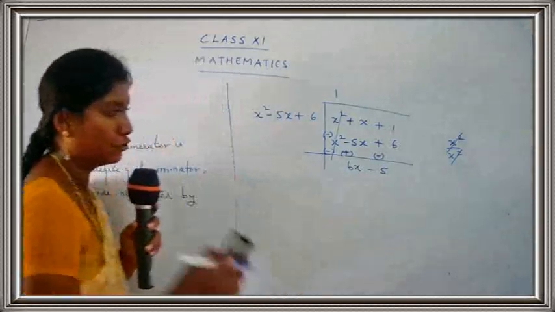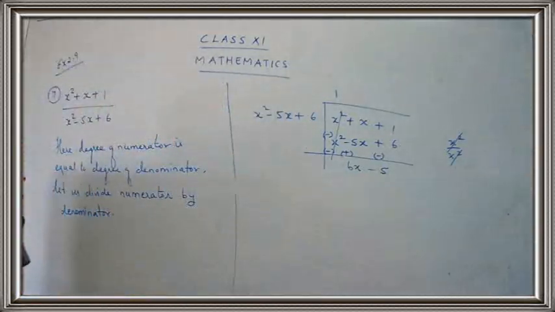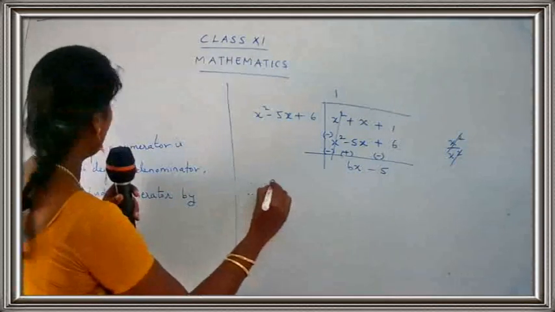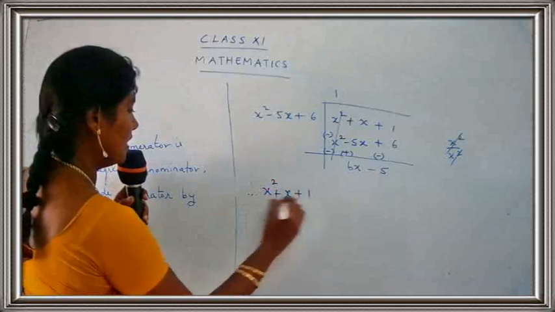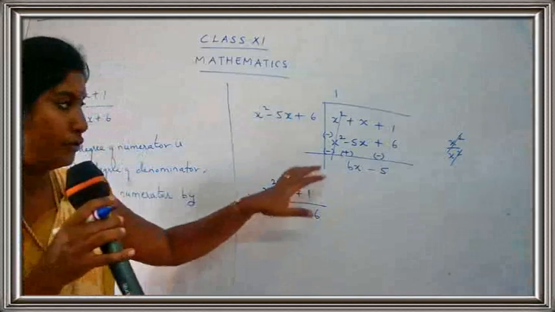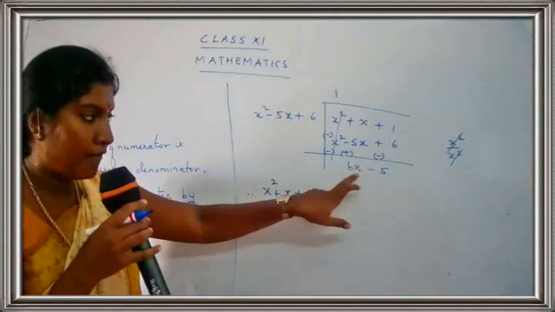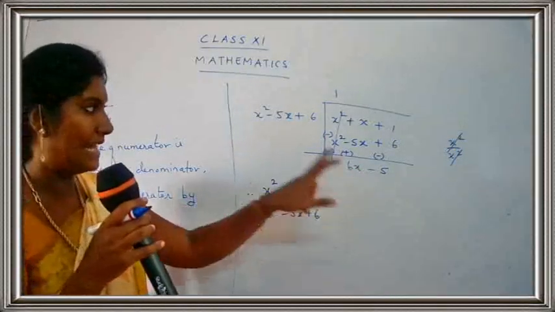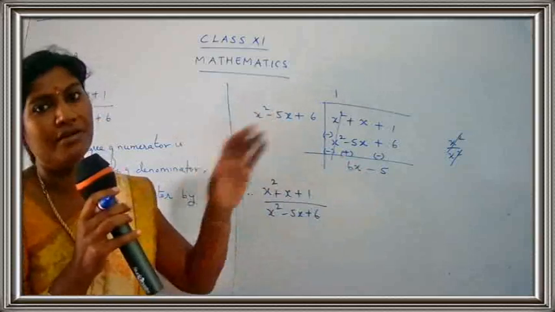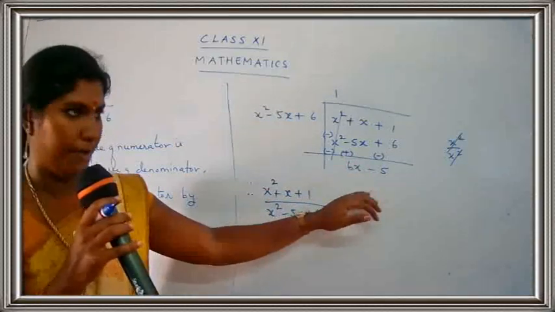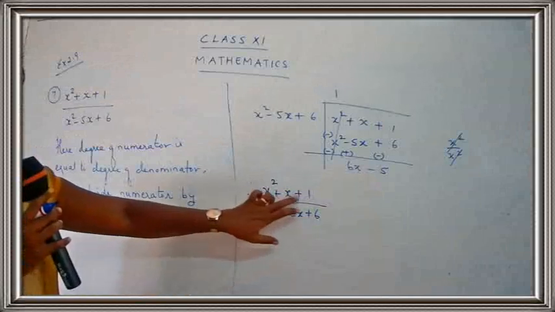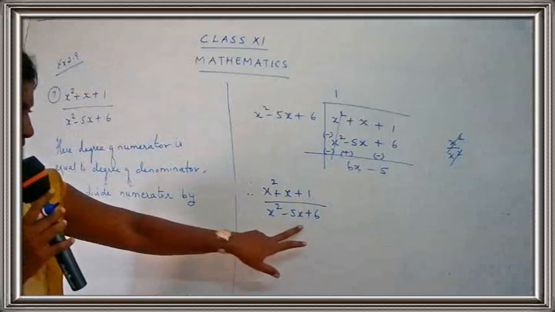Okay, so now you have a rule, that is we are going to write this down in a format. Let us write down the format here. I'll write down here, therefore, x square plus x plus 1 upon x square minus 5x plus 6. So when are you going to stop? You are going to stop when you get the power of x less than the divisor. Here the power is 1, yes children, and here the power is 2. So we cannot do the division, we can just stop over here.